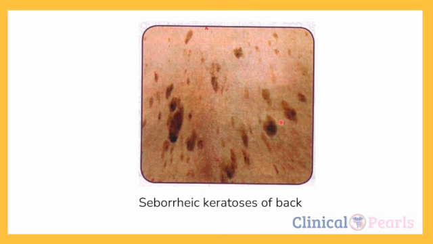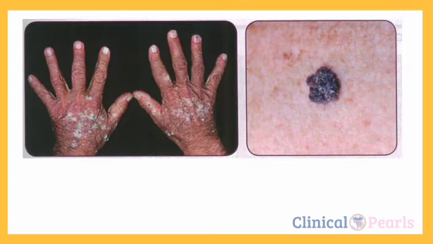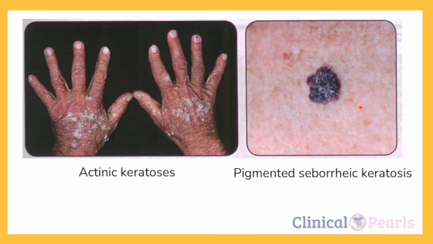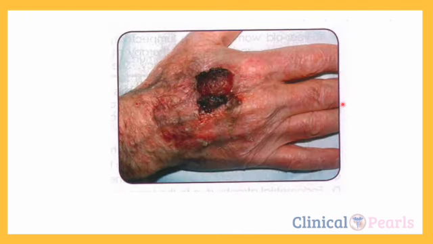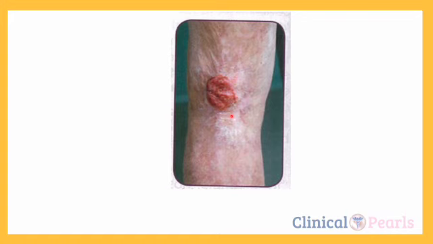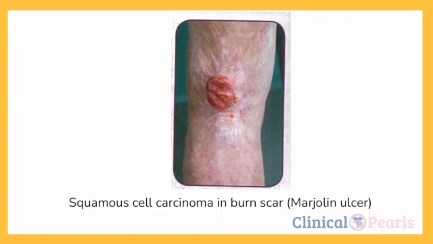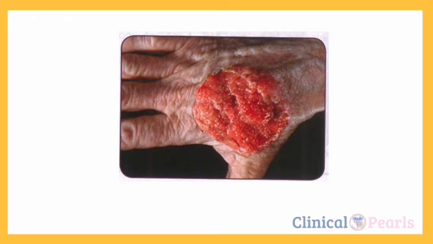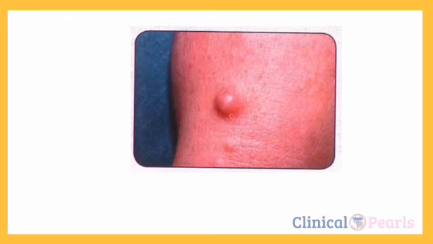This is seborrheic keratosis of the back. The left photo is actinic keratosis. It is cement-like on the skin. The second is pigmented seborrheic keratosis, which is raisin-like. Next is squamous cell carcinoma. This is squamous cell carcinoma in burn scar, also known as Marjolin ulcer. This is locally advanced squamous cell carcinoma of the hand.